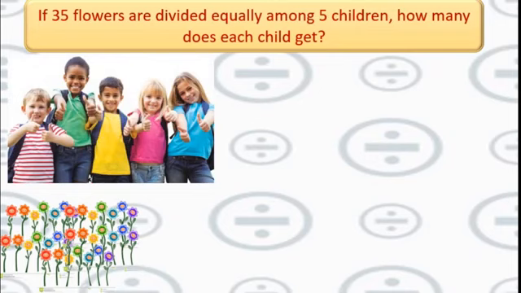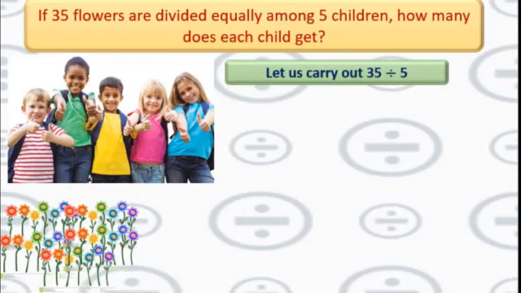Okay, now we will see by the method. We will carry out 35 divided by 5, because 35 is the number of flowers and 5 is the number of children. Isn't it? We will go through the process. 35 divided by 5. Okay.